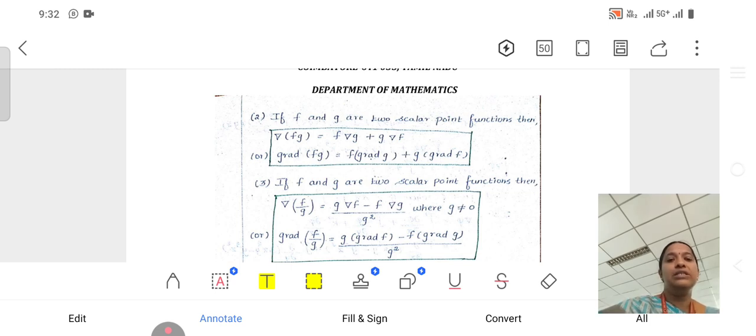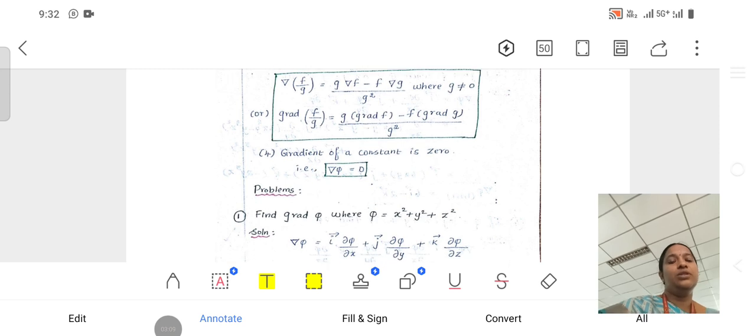If f and g are two scalar point functions, then del of f by g is equal to g into del f minus f into del g, all by g square. Here g is not equal to 0. Next, fourth property: the gradient of a constant is 0. Del phi is equal to 0.